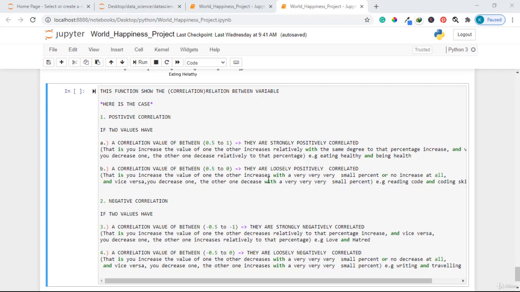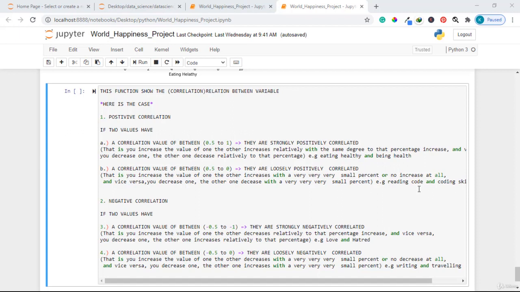Let us take two variables which are strongly correlated. If you speak about eating health and being healthy, those are strongly correlated because when I increase one, the other one increases with nearly the same percentage. But if we talk about reading code and coding skills, if you increase your level of reading code, it does not necessarily improve your skill for coding. Even though you can say it improves a little bit, they are very loosely correlated. That is, they have a correlation of less than 0.5.